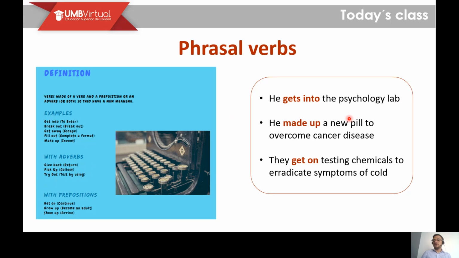Remember that if we need to conjugate, for example, in simple present, we make the conjugations directly in the verb. He made up a new pill to overcome cancer disease. They get on testing chemicals to eradicate symptoms of cold.